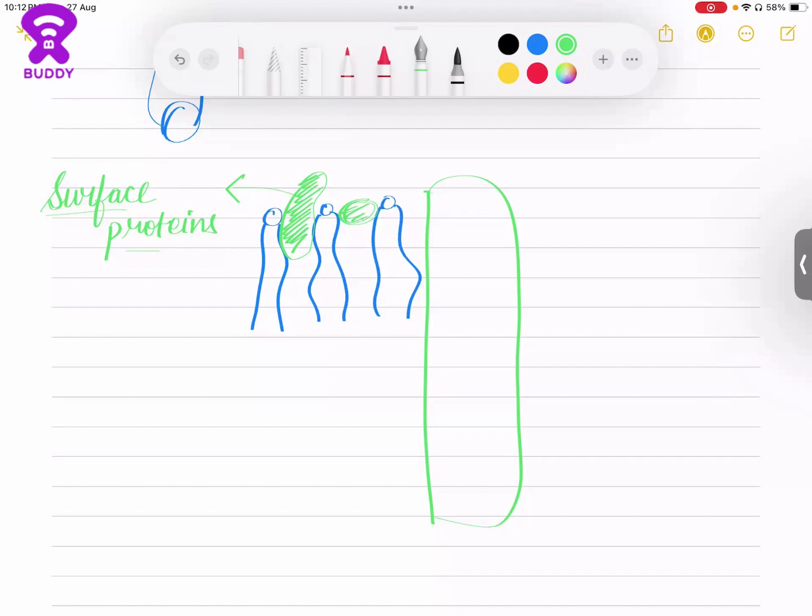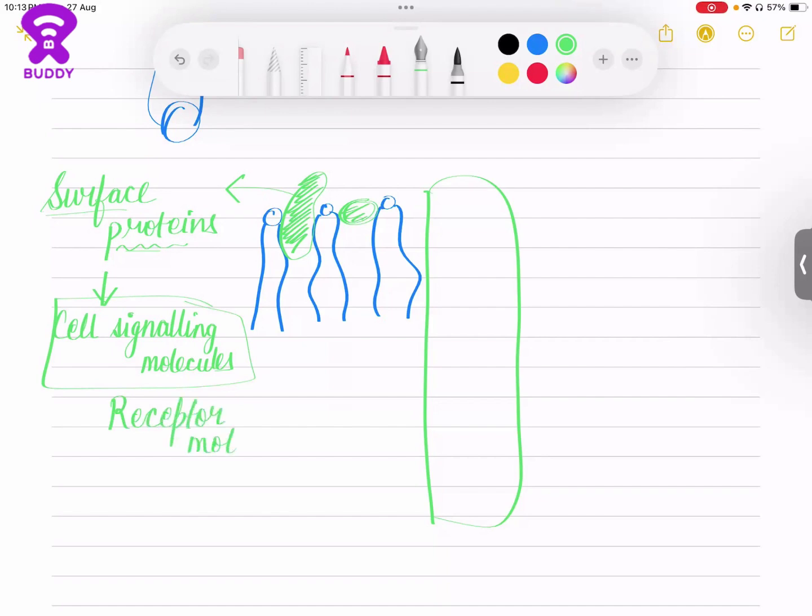So see, these hormones induce certain signals. Like the growth hormone sent a signal to my brain that yes, all the cells need to grow. Now these signals are picked up by these surface proteins. So they are also called cell signaling molecules, or more specifically, if you are going for higher studies, or if you want to be more specific about these proteins, you can say that these are receptor molecules.